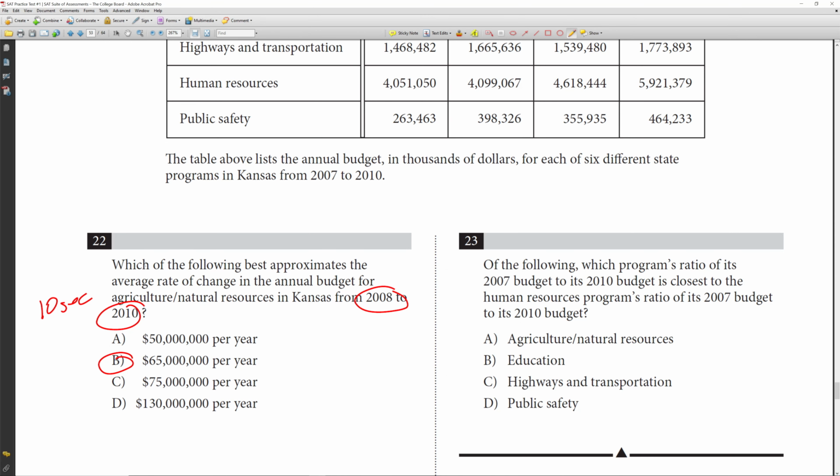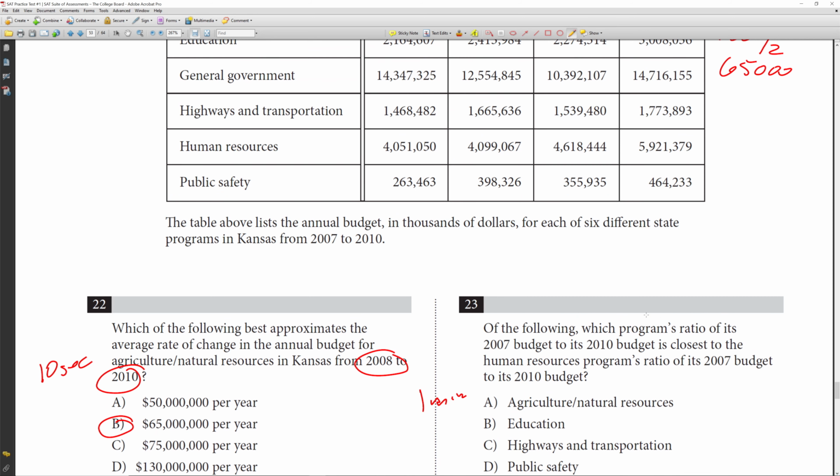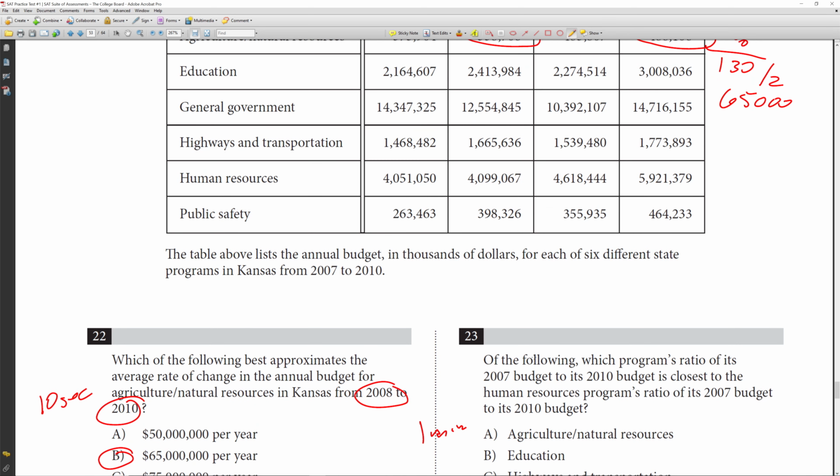Awesome. 23. Of the following, which program's ratio of its 2007 budget to its 2010 budget is closest to the human resources program's ratio of its 2007 budget to its 2010 budget? Because you have a few calculations you need to do, this is actually a 1-minute problem. But there's a faster way to do this. Go and find the original, which is human resources budget, and it seems like they're all from 2007 to 2010. We'll compare it to the human resources, which is here. So this is what we're comparing it to.